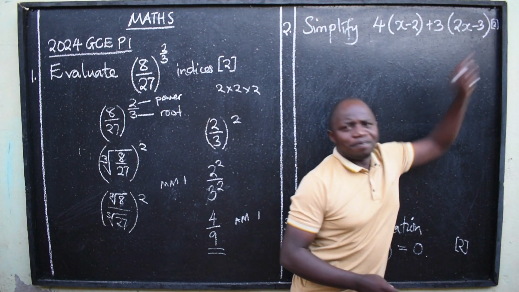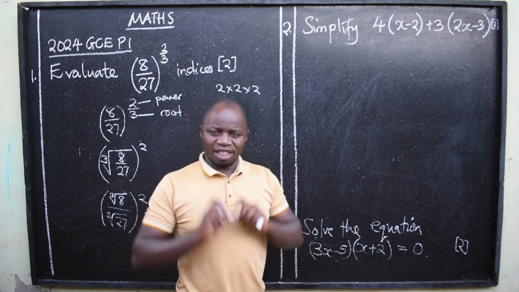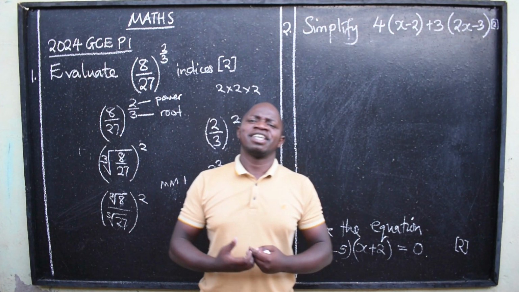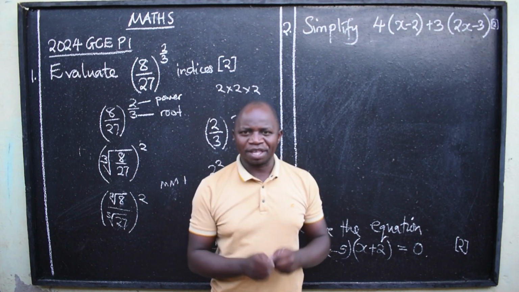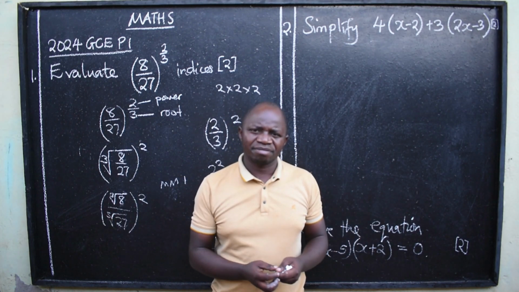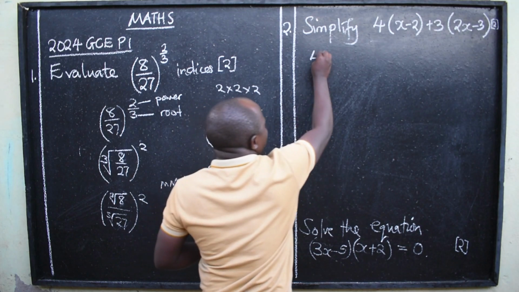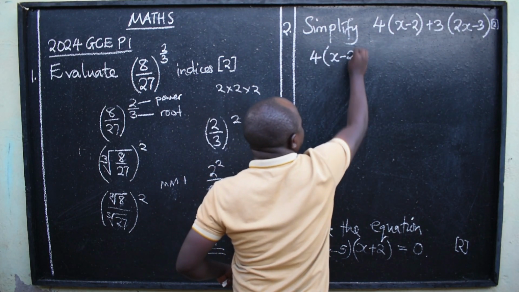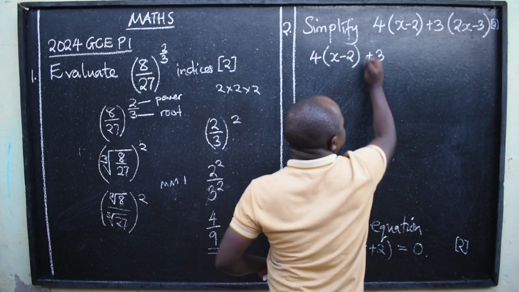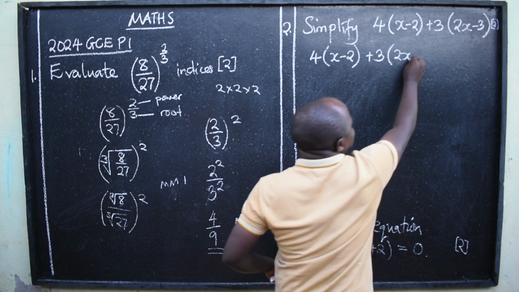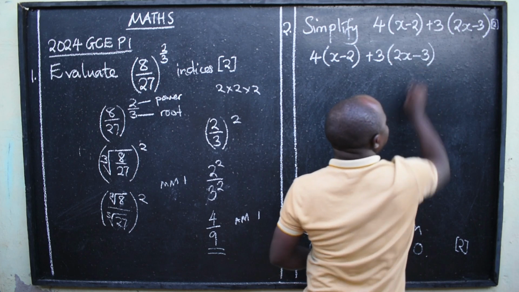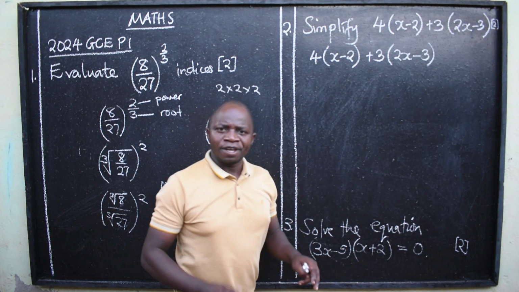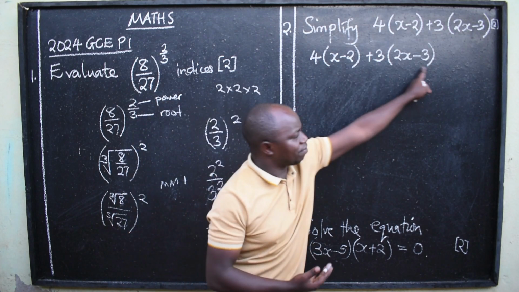You should copy the question exactly the way it is, please. I have observed that even copying questions is a problem. Just to copy, you copied something. Number 4. You can see there are brackets here: 4(x minus 2) plus 3(2x minus 3). I see that. 2 marks are given.